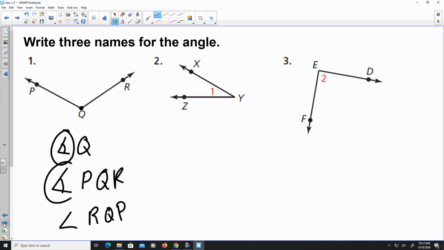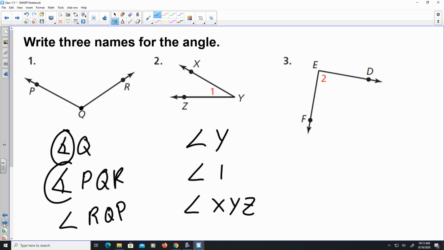If I look at number 2, I could certainly just call this angle Y, but because they give me a measurement here, I could also say angle 1, and I could also then say angle XYZ. Or for a fourth one, I could have said angle ZYX. That one also works.